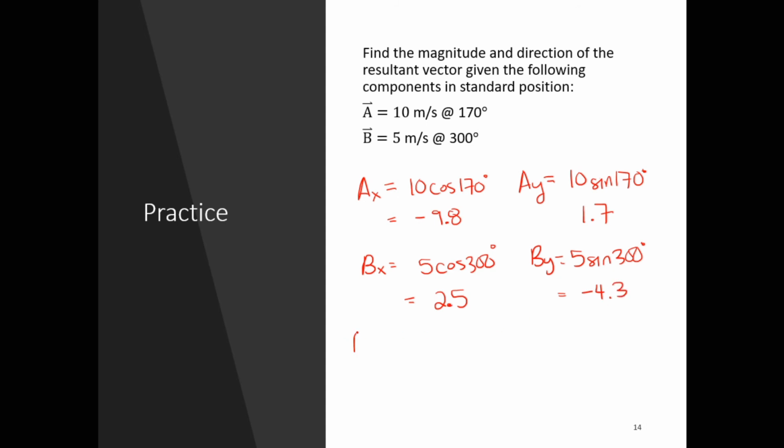So Rx, negative 9.8 plus 2.5, negative 7.3. Ry, the y component of the resultant, 1.7 minus 4.3, negative 2.6. What quadrant is this thing going to be in? Right here again, negative x, negative y. Okay, so same math.